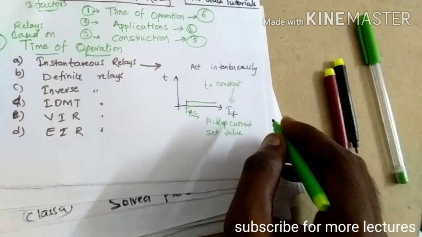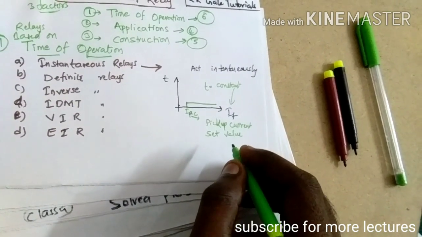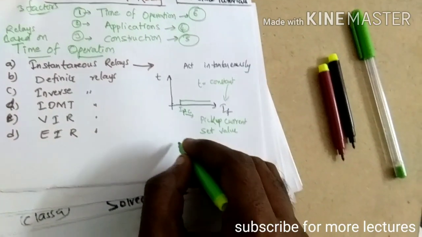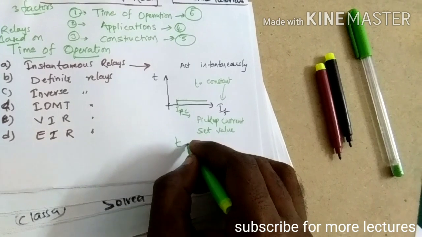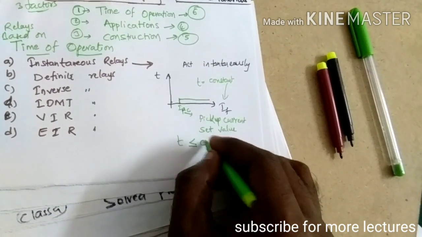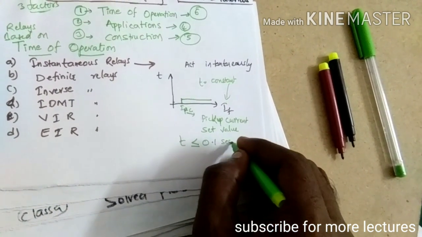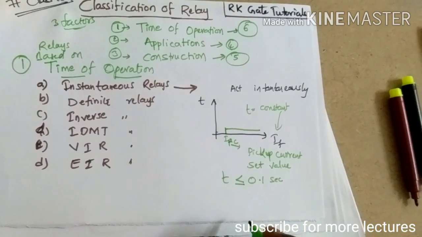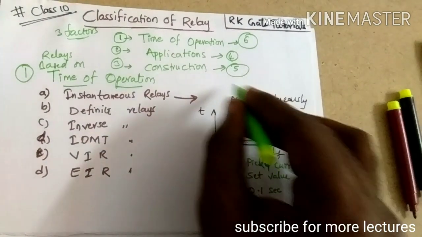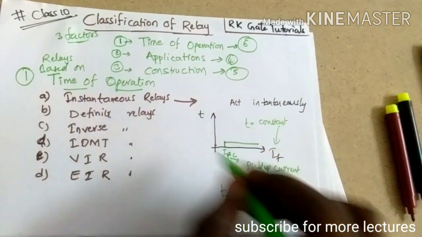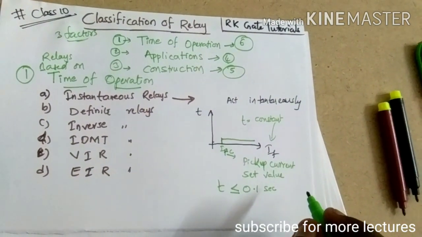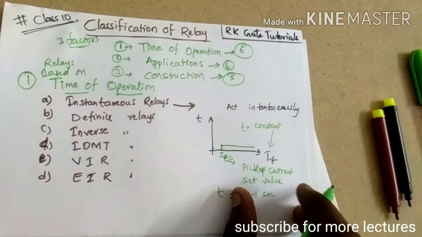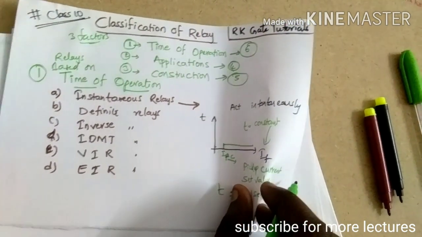So which type of relays can we call instantaneous relays? When the time of operation of the relay is less than or equal to 0.1 seconds, such a type of relays are called instantaneous relays. I hope you understood. Let us go to the next slide.